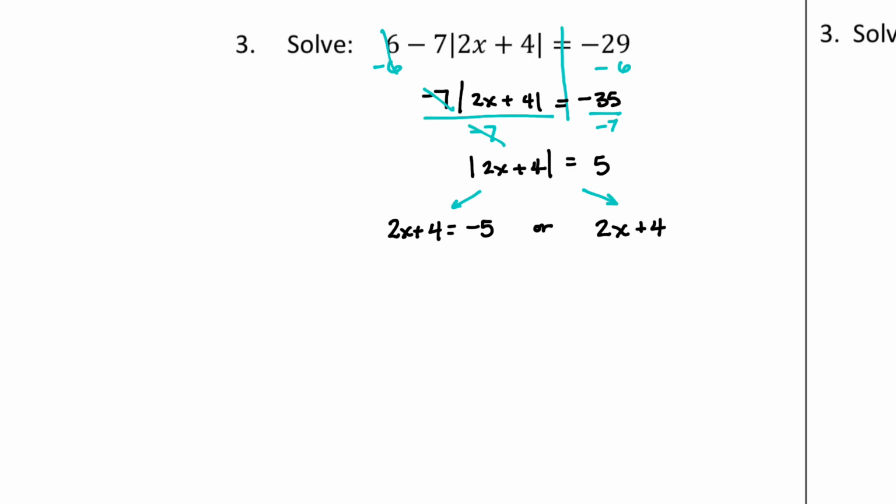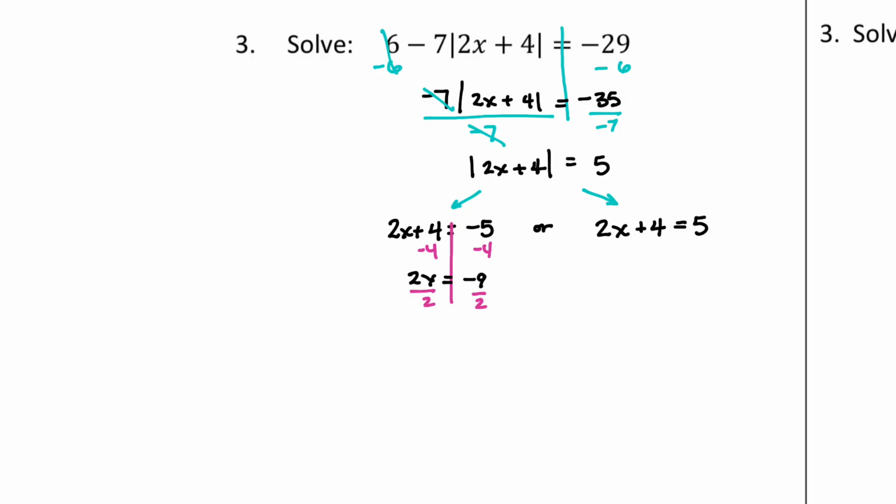And here it is split, almost. I didn't get that last part, sorry. Is equal to positive 5. So you have the whole inside, here and here. You have one negative and one positive with the "or" in between. Okay, now we're going to solve both of those separately. So minus 4, 2x equals negative 9. Divide by 2, divide by 2.